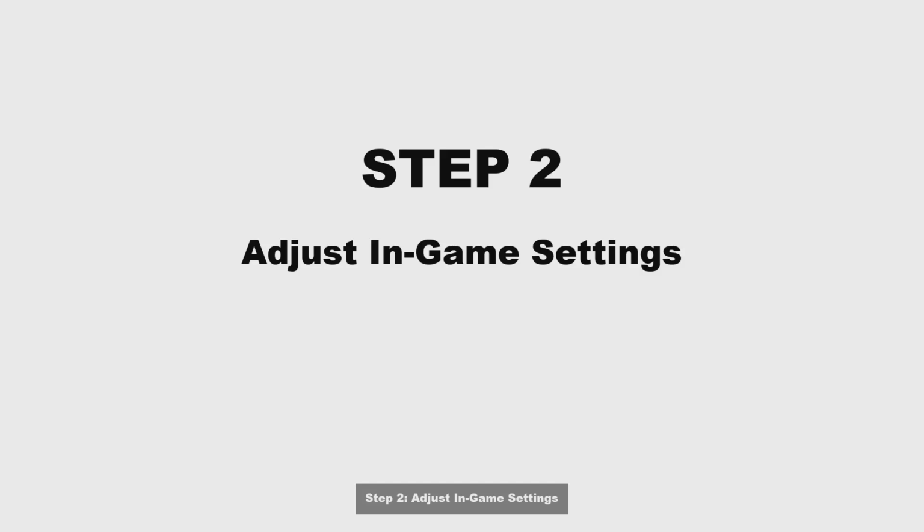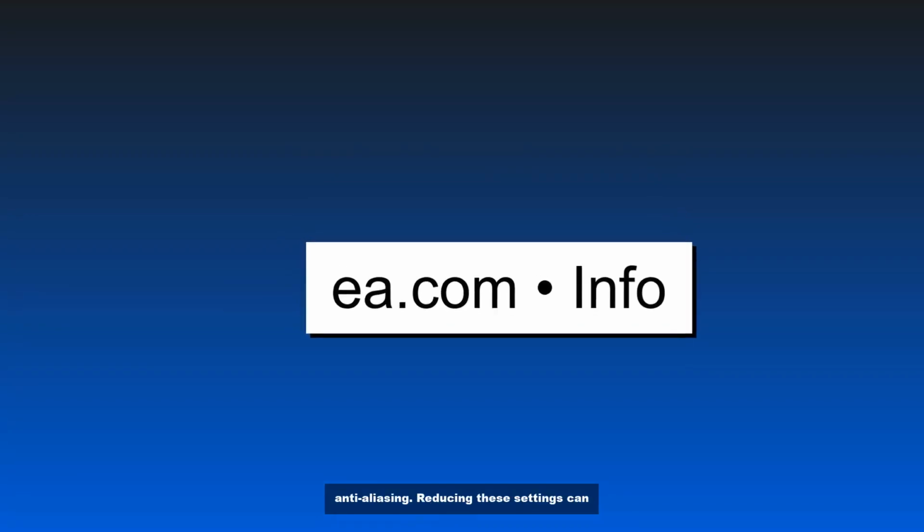Step 2. Adjust in-game settings. Open Apex Legends and navigate to the settings menu. Lower the graphics settings such as texture quality, shadow quality, and anti-aliasing. Reducing these settings can help improve frame rates and reduce stuttering.